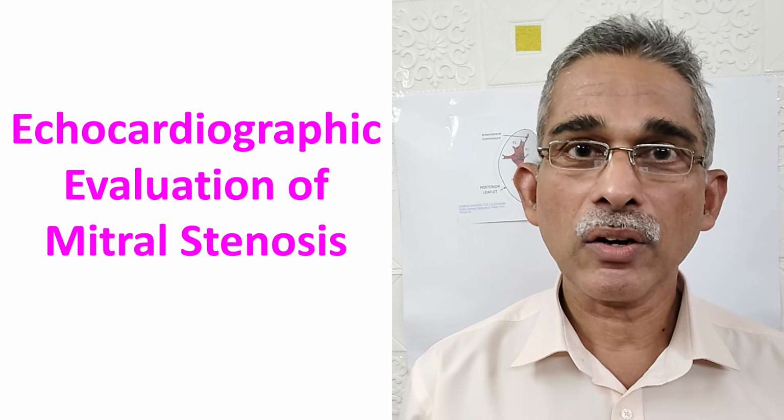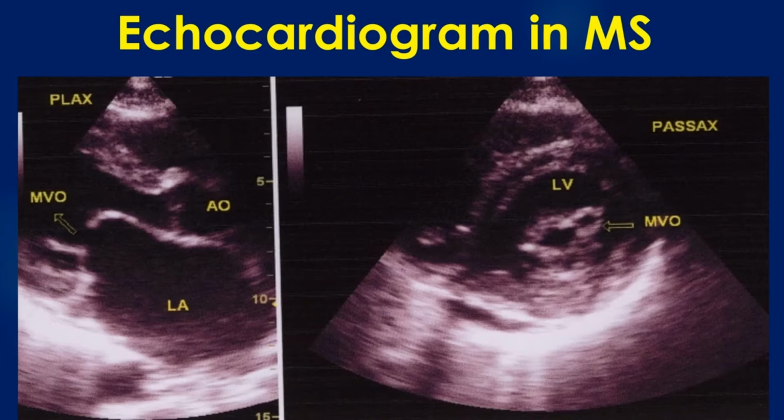Doming of the anterior mitral leaflet is seen well and has the appearance of hockey stick. This appearance is classical of rheumatic mitral stenosis. Paradoxical movement of the posterior mitral leaflet is also visible. Normally, posterior mitral leaflet moves posteriorly in diastole. Here there is a paradoxical anterior movement due to commissural fusion. Left atrium is dilated.